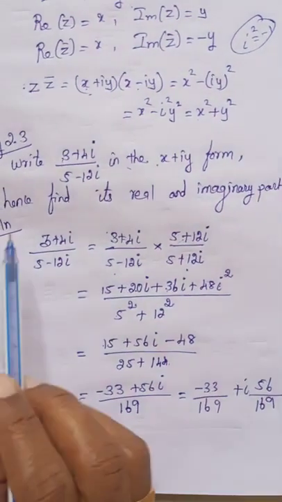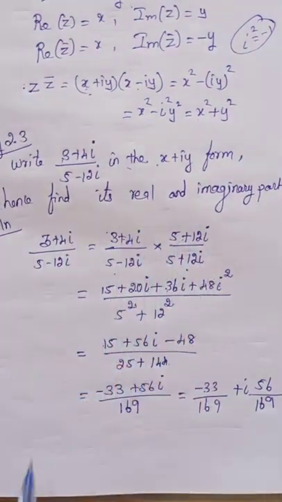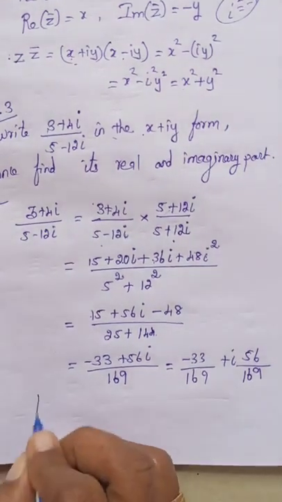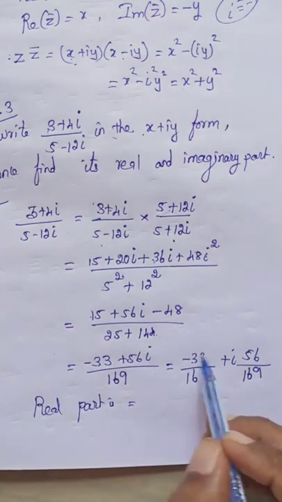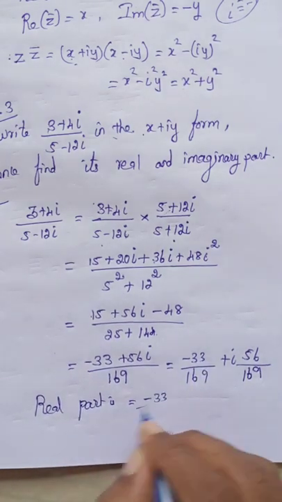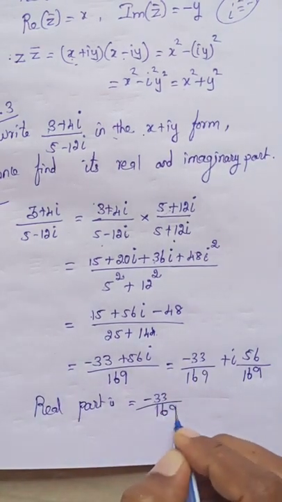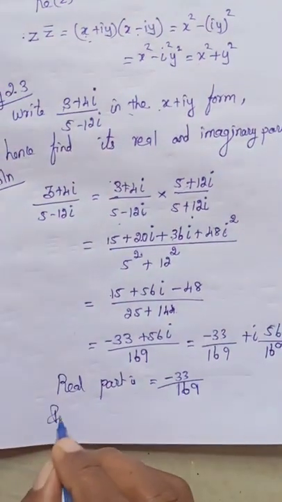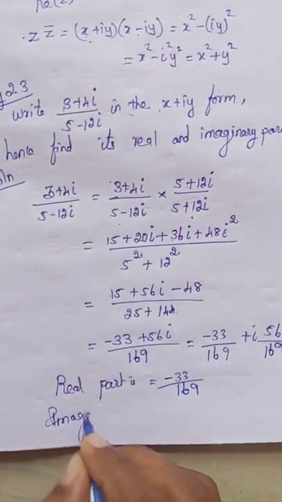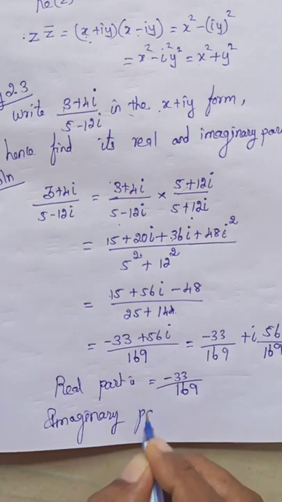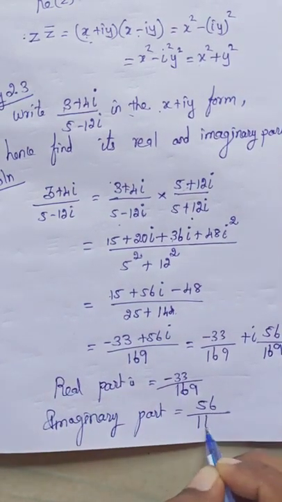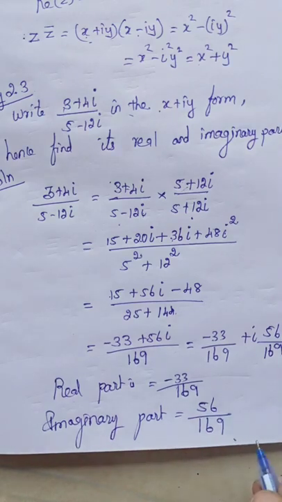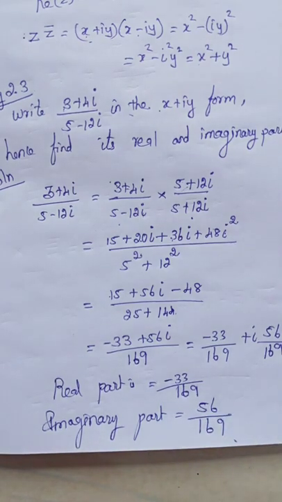So in the question it was asked, hence find its real and imaginary part. So we can write the real part is minus 33 by 169. Then the imaginary part is equal to 56 by 169. Is it clear? Shall we move to the next problem?